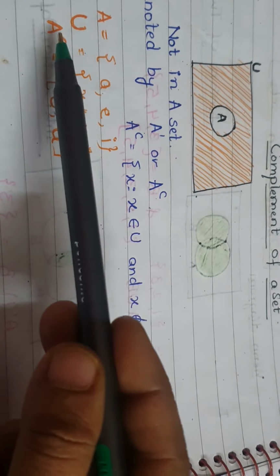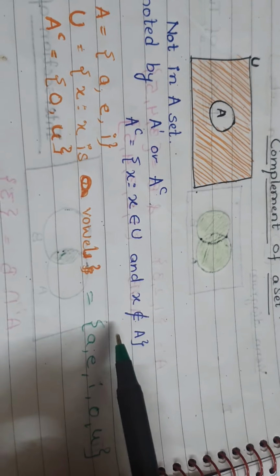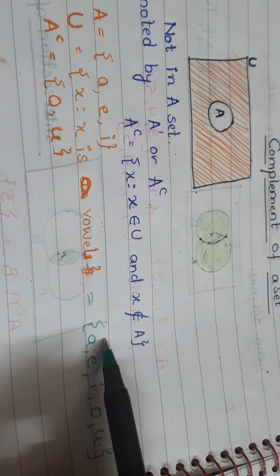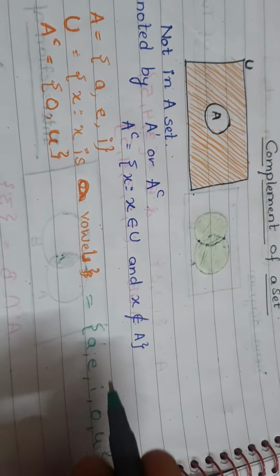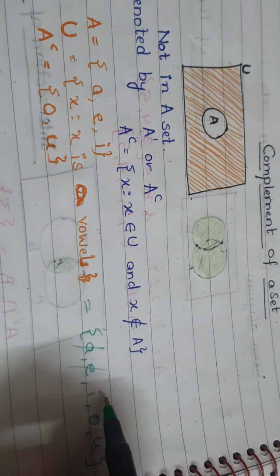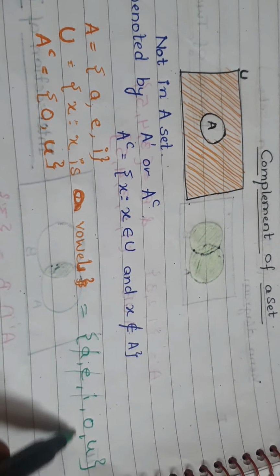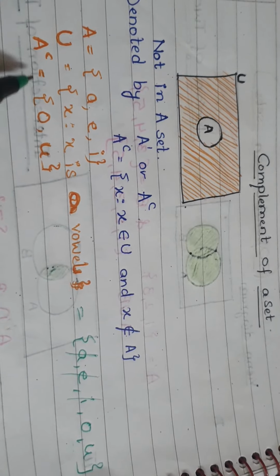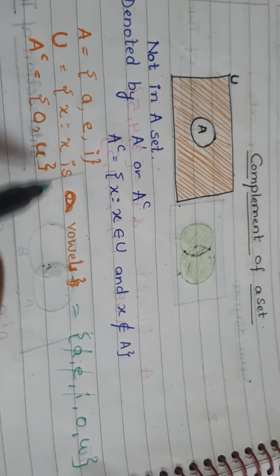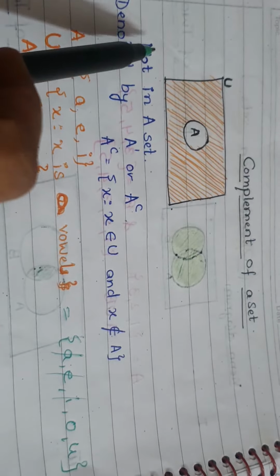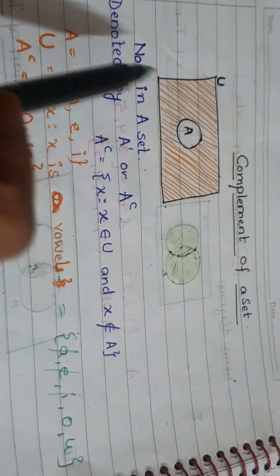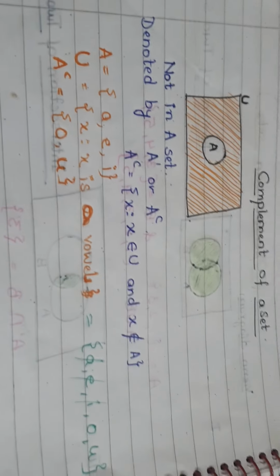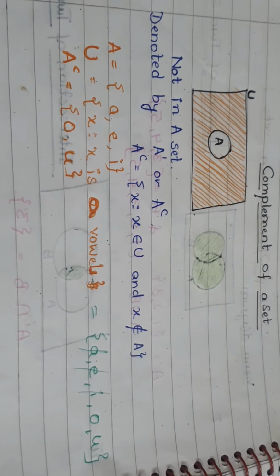So what is the complement of A? Whatever is left if we remove the elements of A, which are A, E, I, whatever is left is what? O and U are the elements of complement of A. This is what complement of A is: not in set A but members of the universal set of the given example.